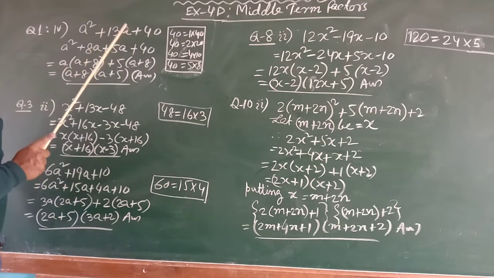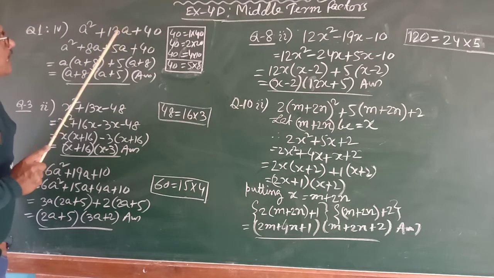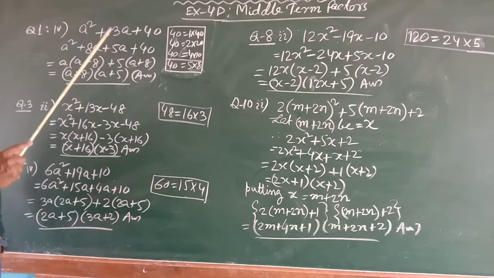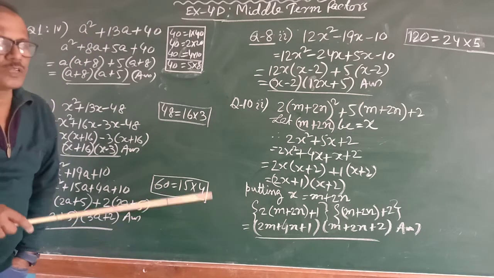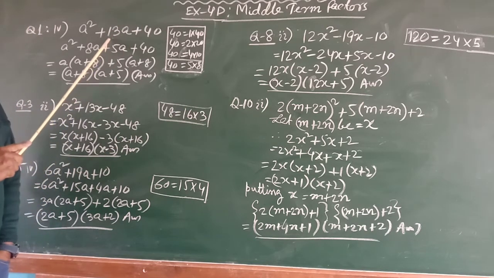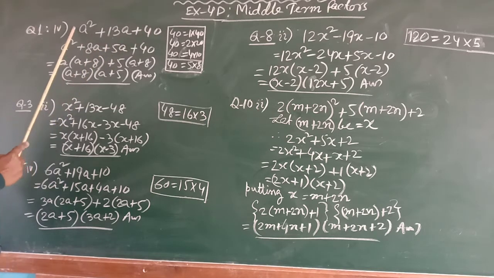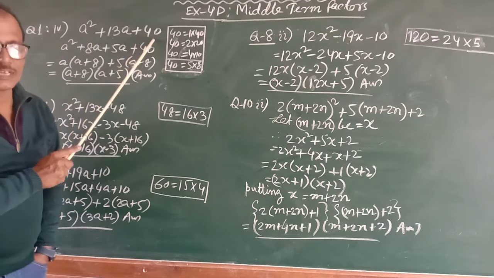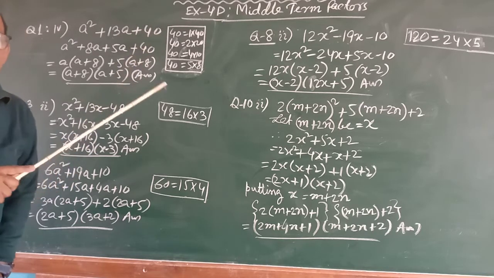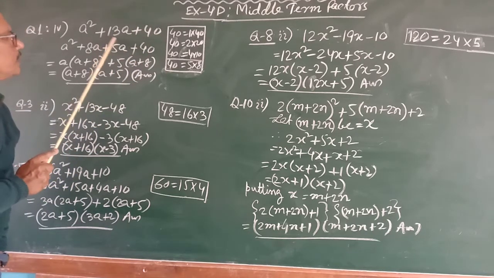See, this middle term numerical coefficient is 13, and then you multiply the numerical coefficients of the first term and the last term. Factorize that so that the addition or subtraction of the two factors becomes the middle term coefficient. Here the numerical coefficient is 1 because a square is 1 times a square, and here is 40. So 40 into 1 is 40. You have to factorize 40 so that the addition or subtraction of two factors is 13.